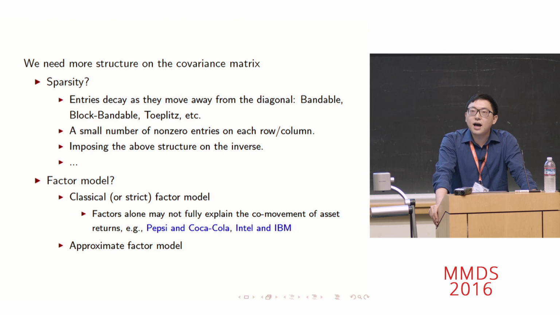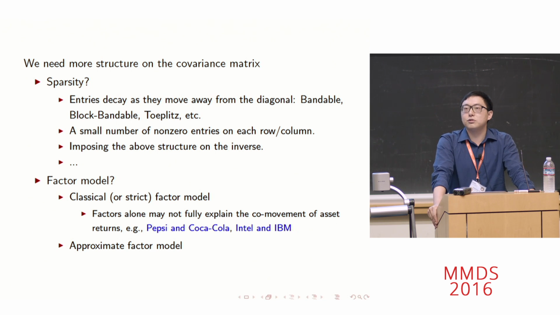Alternatively, economists would like to use the factor model. There are at least 2 types of factor models, depending on the assumptions you want to make. The classical ones assume that the residual covariance matrix is a diagonal covariance matrix, which might be a very strong assumption because factors alone may not fully explain the co-movement of asset returns. For example, Pepsi and Coca-Cola are highly correlated, not necessarily entirely due to their exposure to the common risk factors. There may be some idiosyncratic things between those 2 companies.